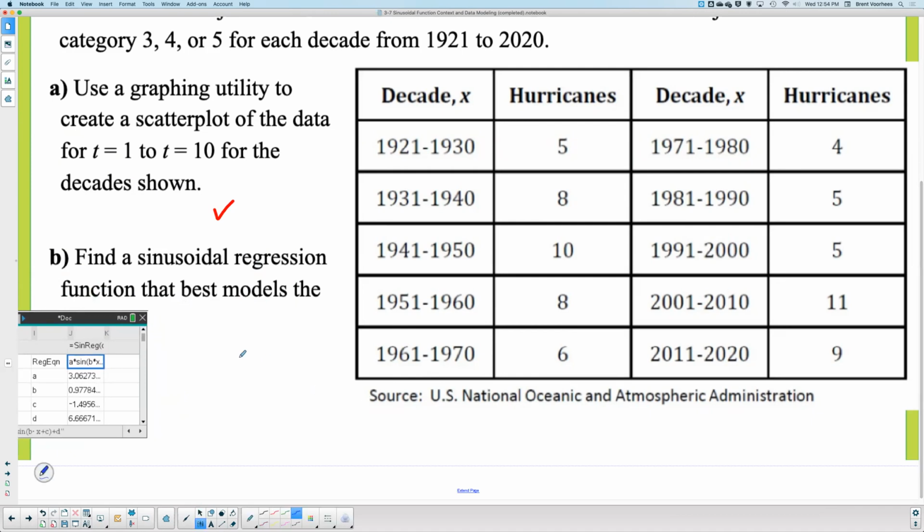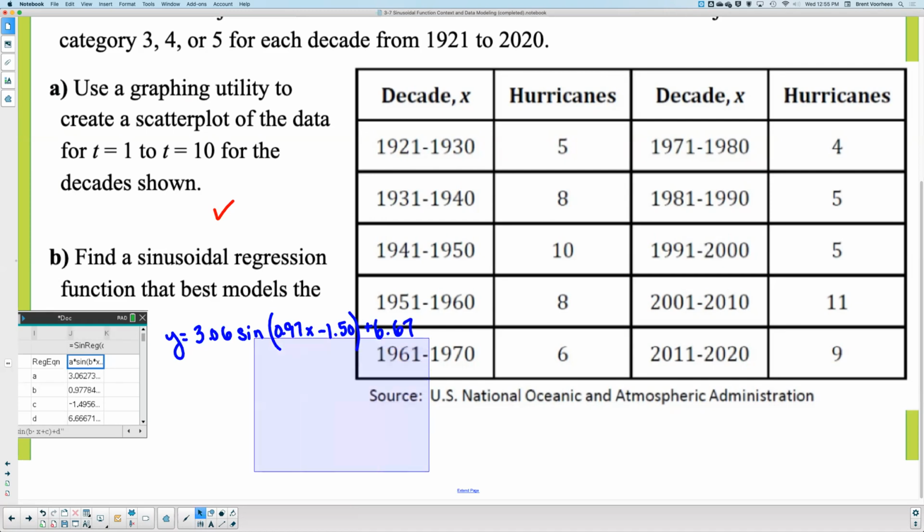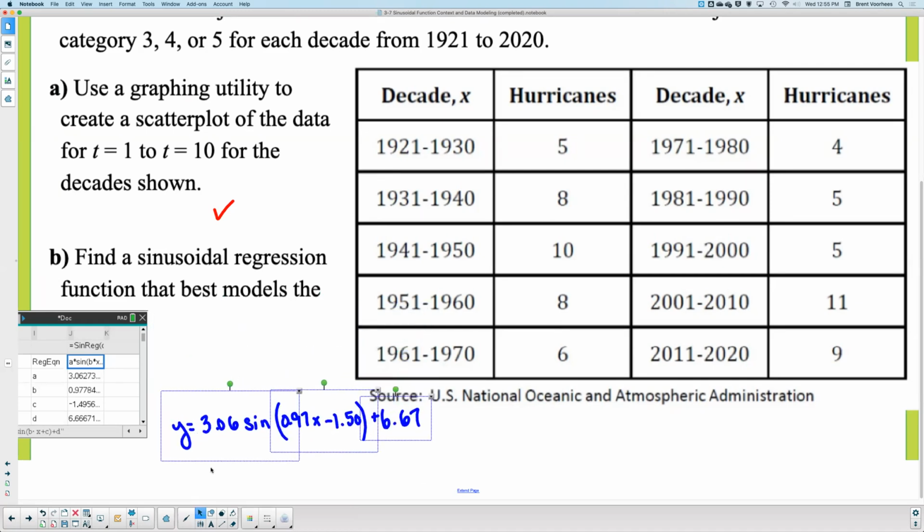All right, so the equation, I'm going to round to the nearest hundredth, would be y equals 3.06 sine. And then they do not use the brackets followed by parentheses. They include the b and the c together. So 0.97x minus 1.50, and the d is plus 6.67. So there is our equation. I know that's a mouthful of an equation right there. And that's the equation we could use there on part B.